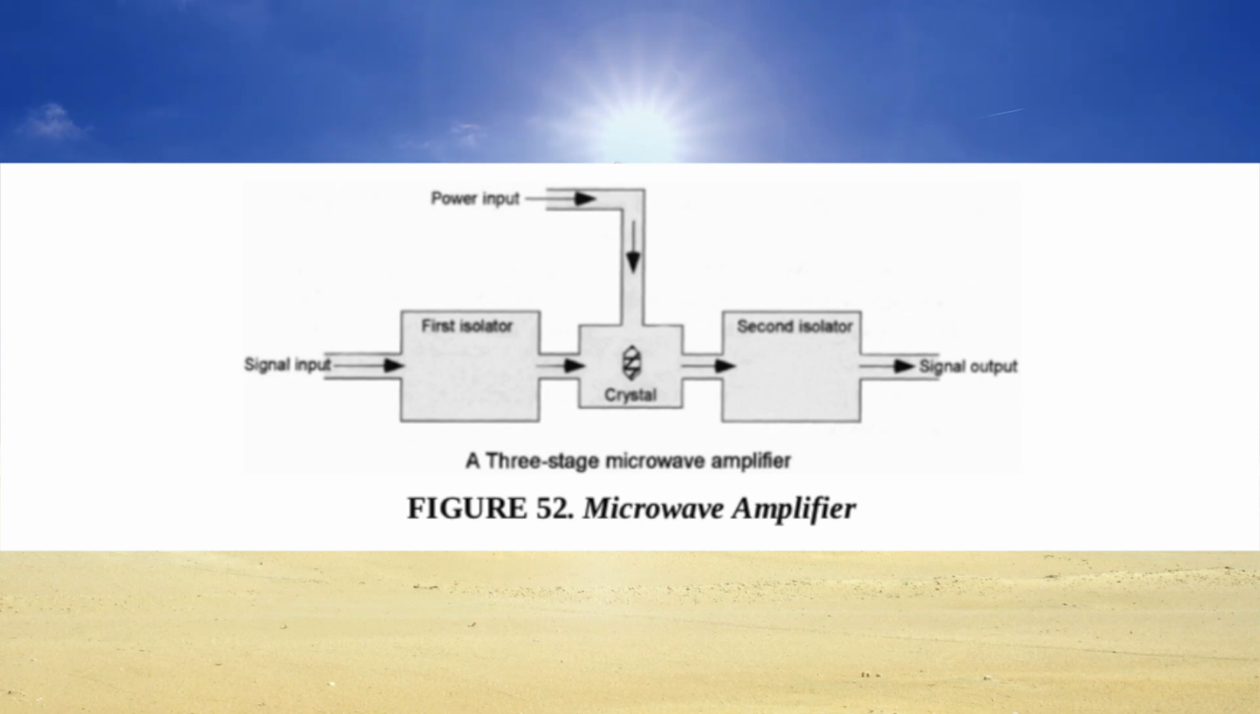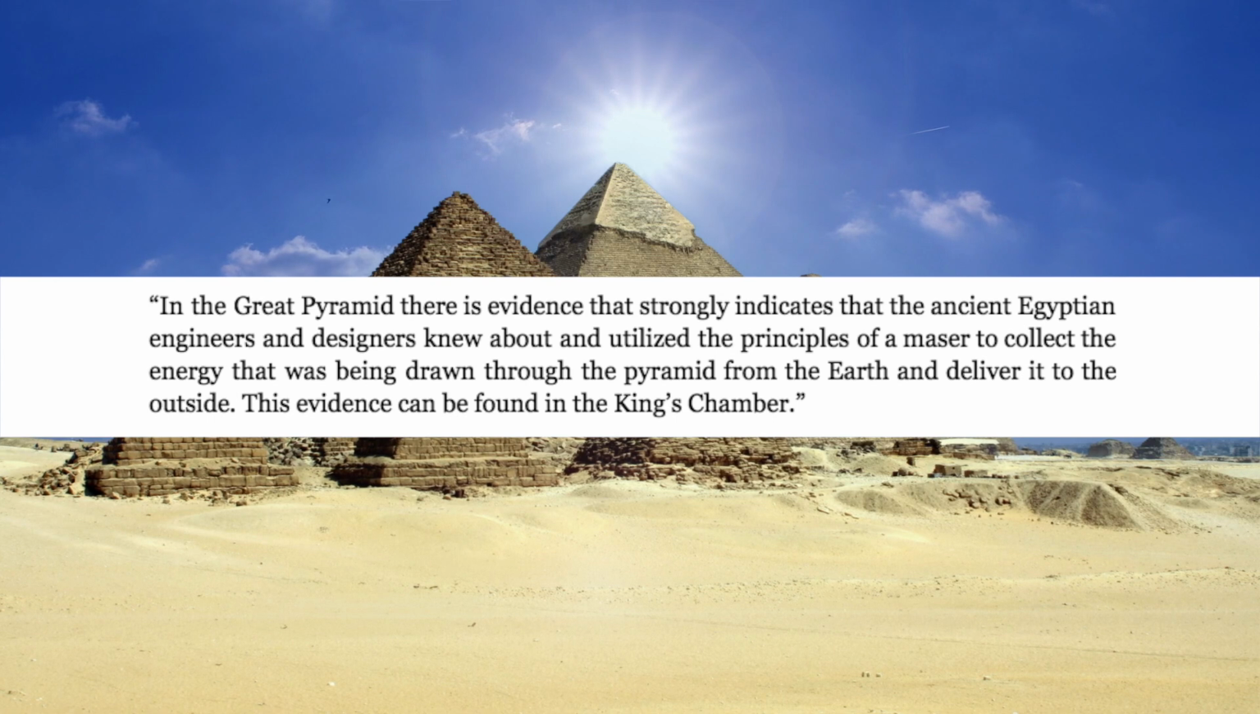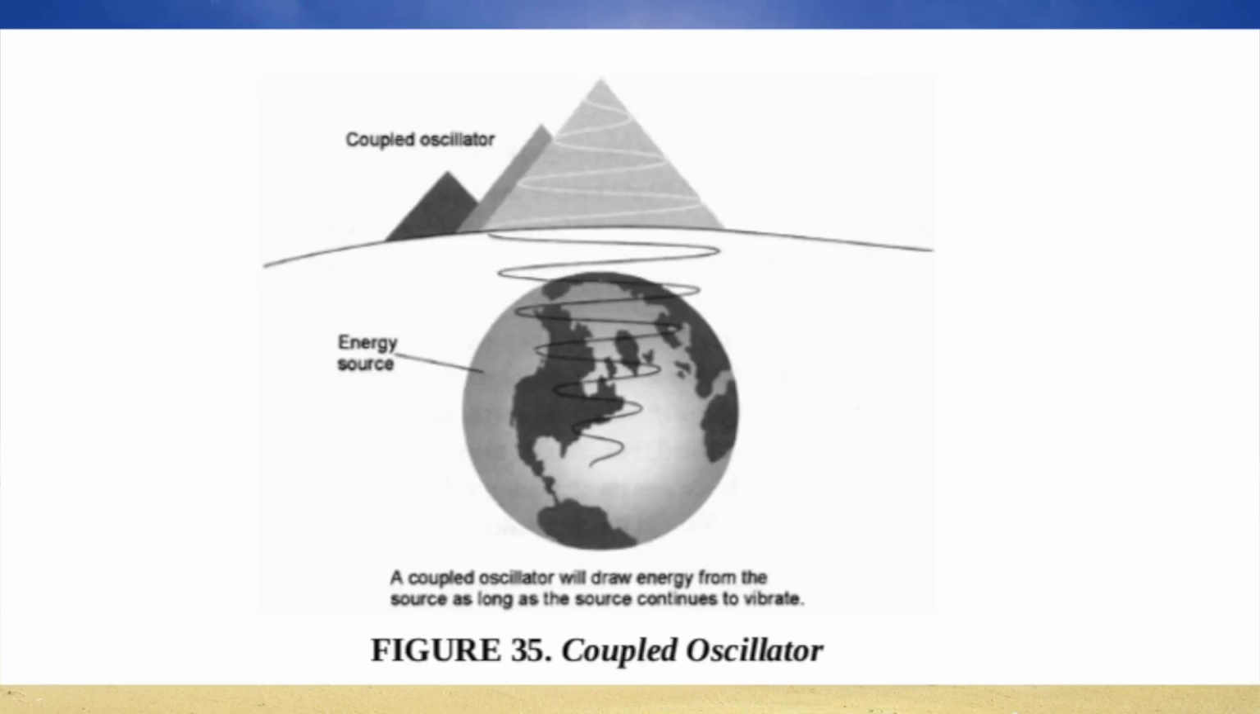On this MASER setup, Dunn has the following to say. In the Great Pyramid, there is evidence that strongly indicates that the ancient Egyptian engineers and designers knew about and utilized the principles of a MASER to collect the energy that was being drawn through the pyramid from the earth and deliver it to the outside. This evidence can be found in the King's Chamber. So what evidence does he speak of here?